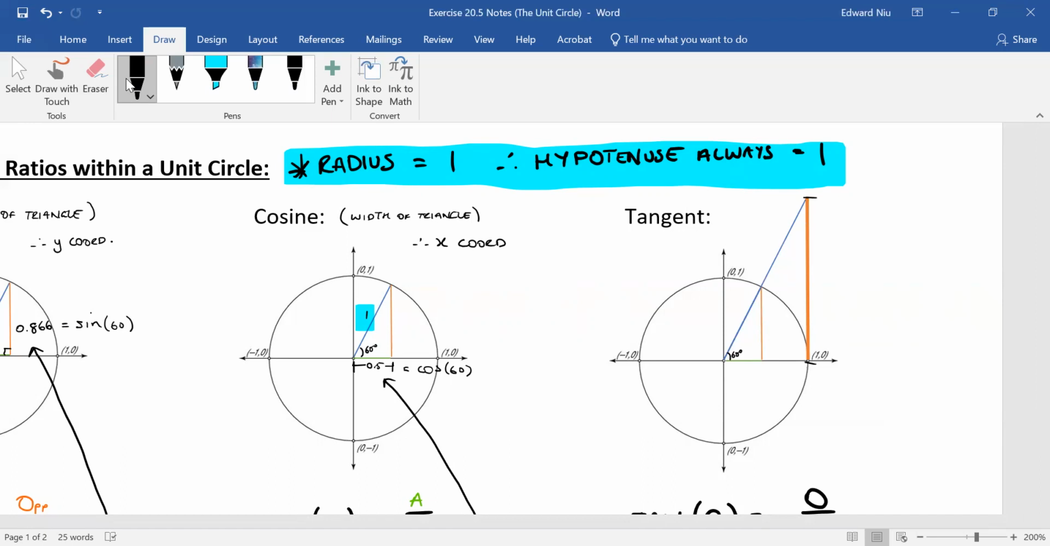Tangent is always between the x-axis and the radius extended.